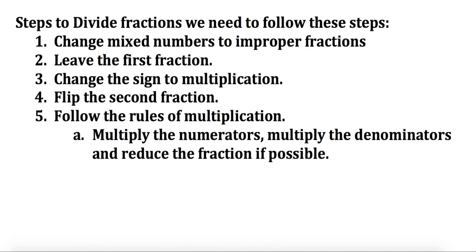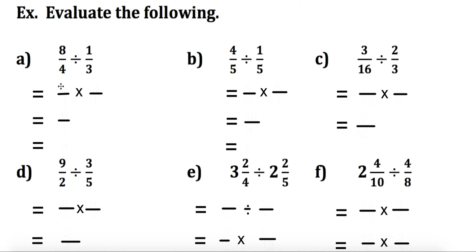Okay, so let's look at some examples. Here, I'm leaving the first. Whoa, what did I do to the first though? I reduced it. You didn't have to do that, but it made our life easier. 8 over 4 and 2 over 1, same thing. Switch the sign, flip the second one, multiply.